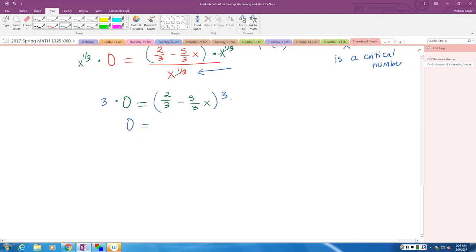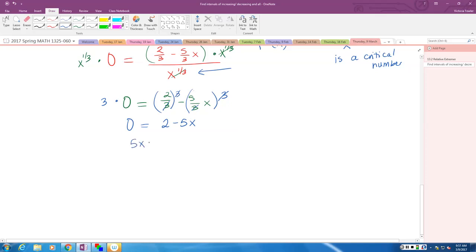0 times 3 is still 0. If I distribute that 3, right, as long as I do it to both sides, what happens? It cancels, right? That's the point of clearing the fraction. I multiply by the LCD. And so now I'm solving 0 is equal to 2 minus 5x. And then this becomes something easy to solve.